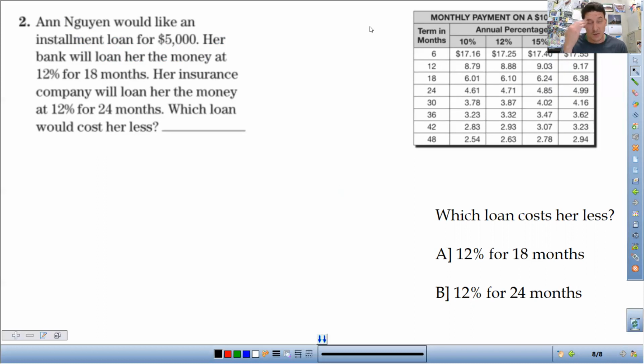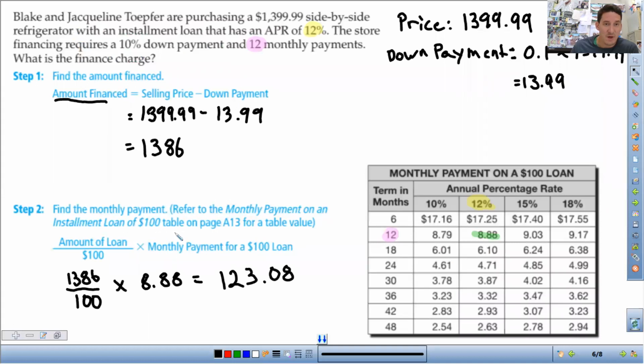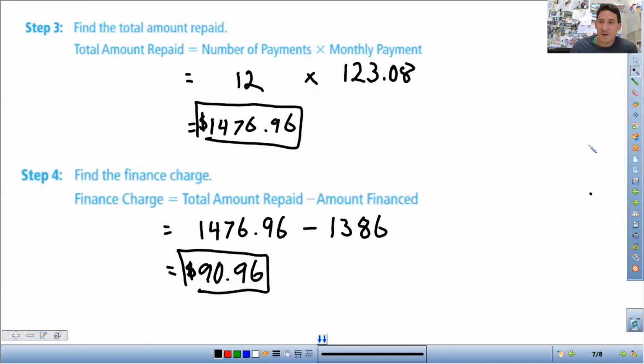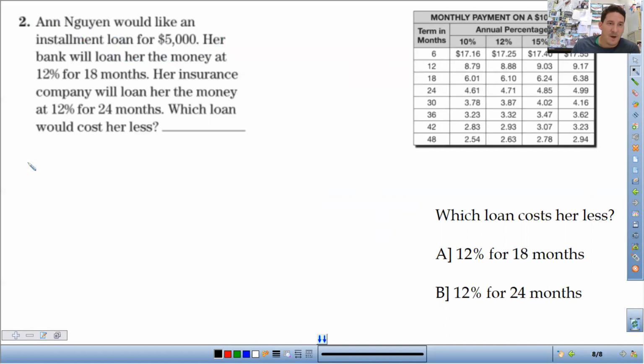So what we need to do, this is the amount financed, $5,000, so we don't need to figure out a down payment or anything like that. So we are doing this second part, actually, I should say parts 2 and 3. Figure out how much the loan is total. So for this first one, the 12% for 18 months.